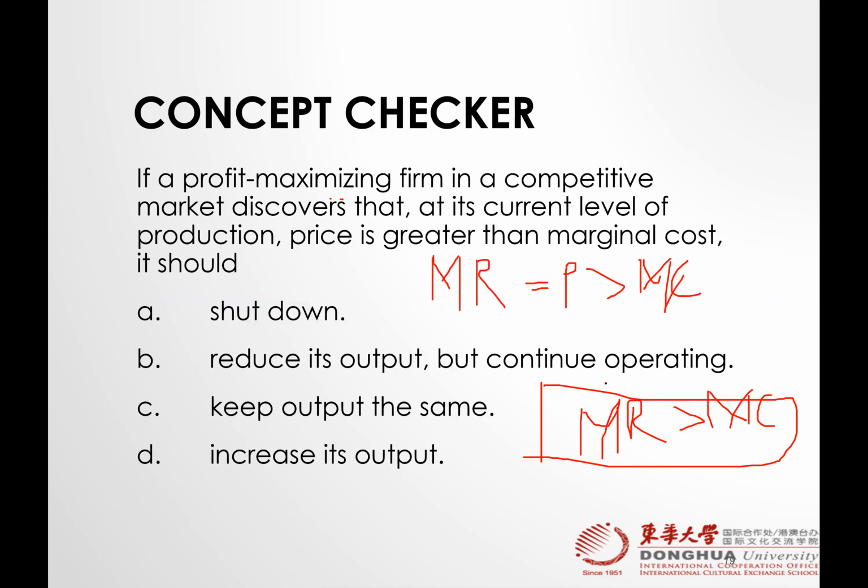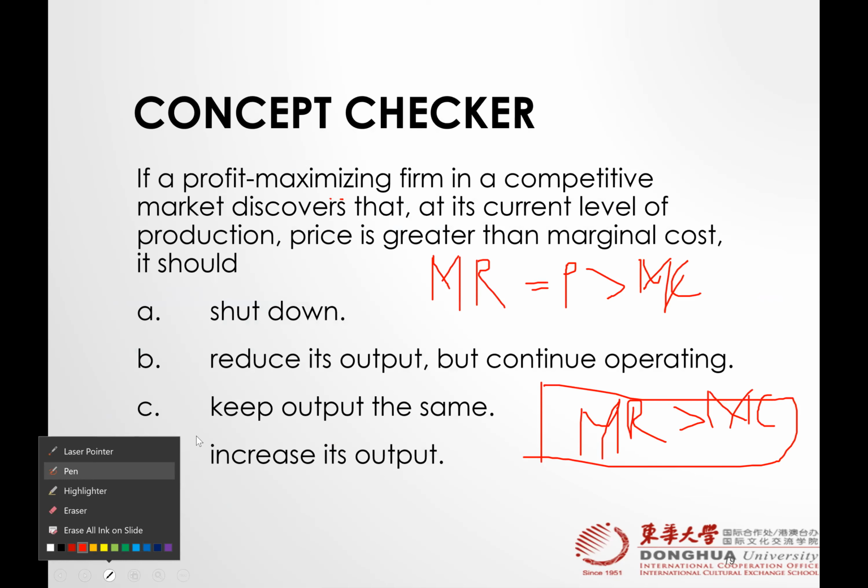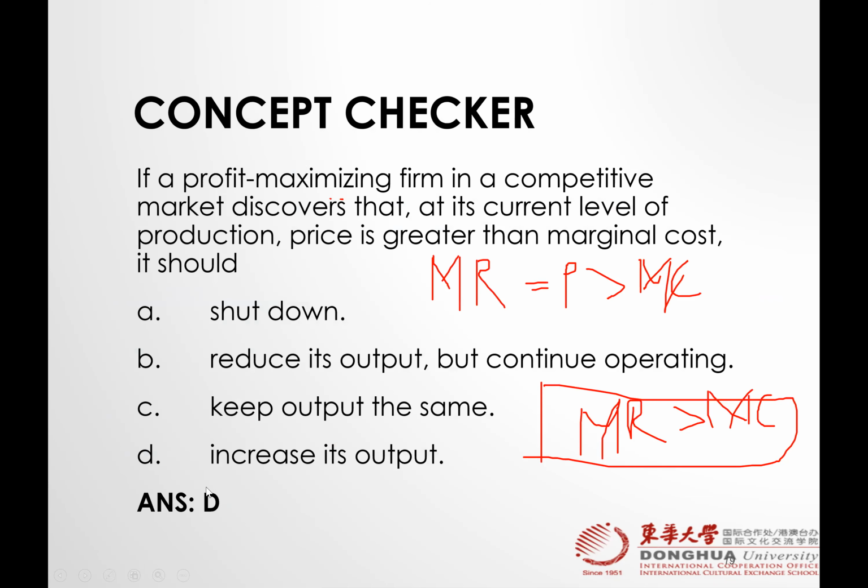I think it's D. Right? Maybe increase its output. It should be D. Right, everyone? Or should I repeat that?